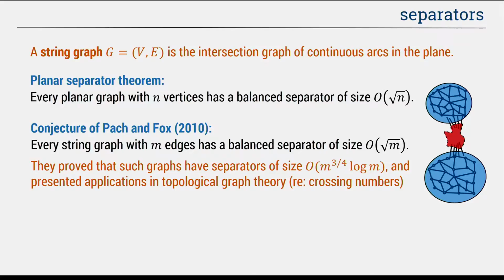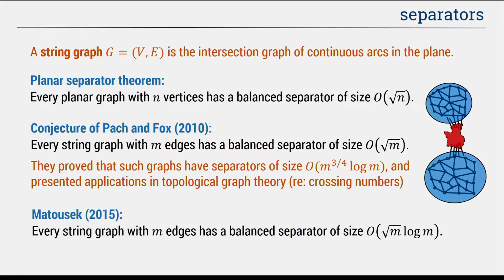They proved a bound of m to the 3/4. Their applications were mainly what they had in mind was in topological graph theory, crossing numbers of graphs in the plane, connections to other things. As Christos mentioned, Jirka made almost the entire step to the end here, and got square root of m log m for this problem.